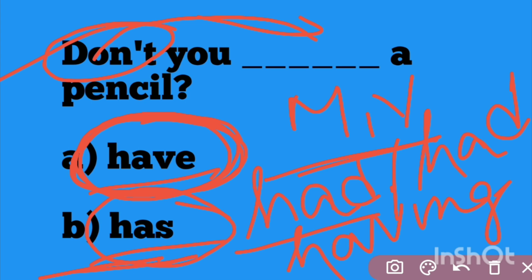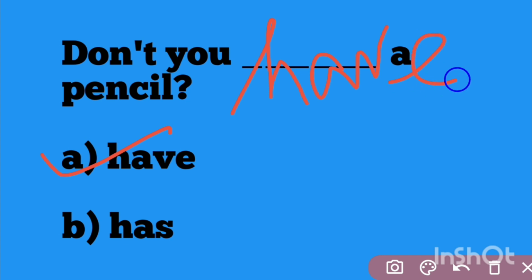So friends, I told you, after do, did, or does, always we have to use the present form of the verb. So obviously the answer will be have. So we should write down have here. So, don't you have a pencil? This is the correct answer. Friends, I think you can understand the logic.